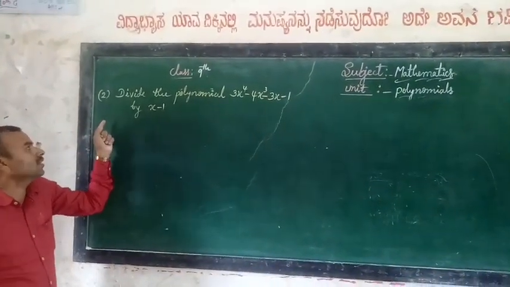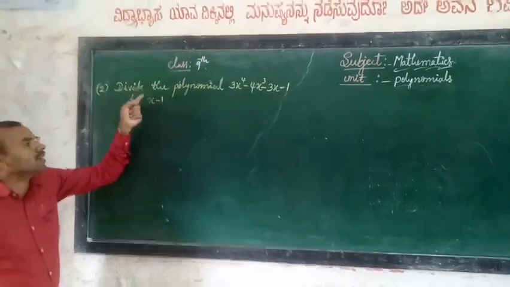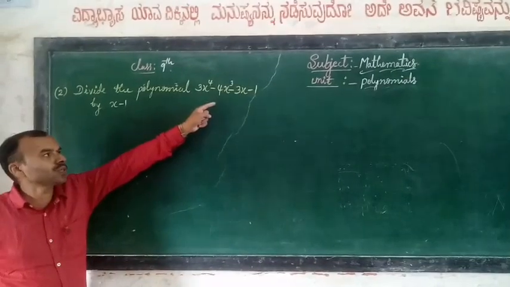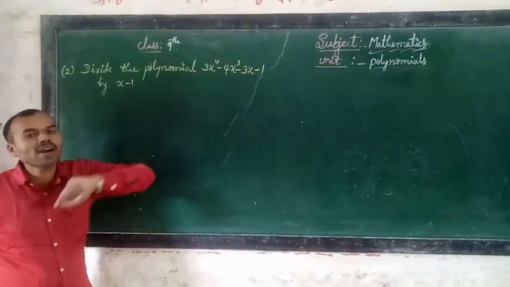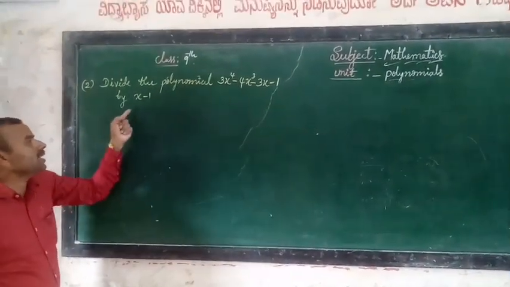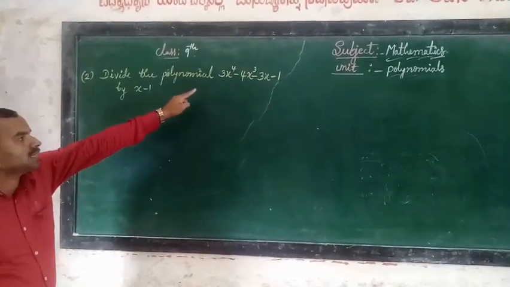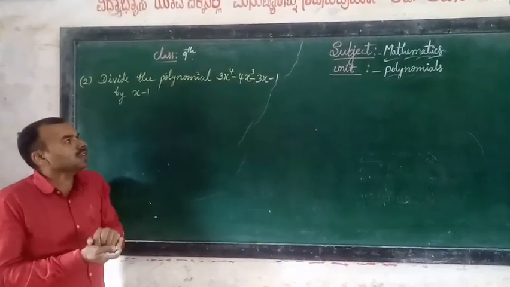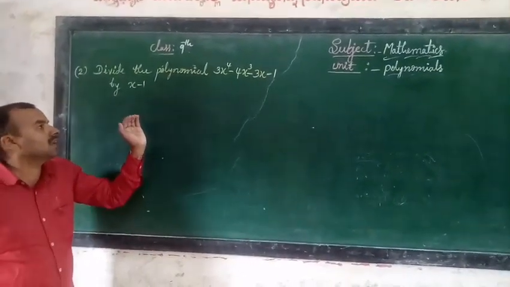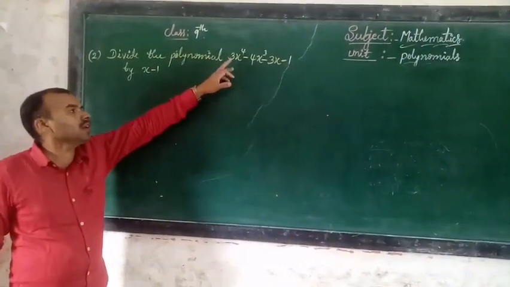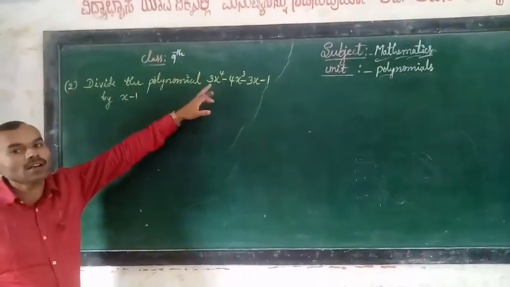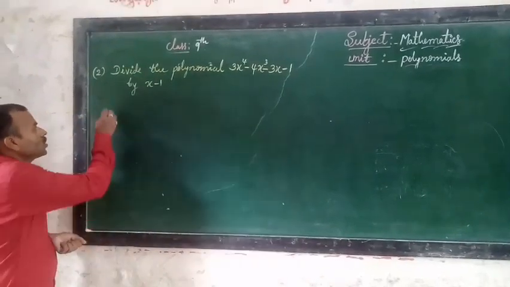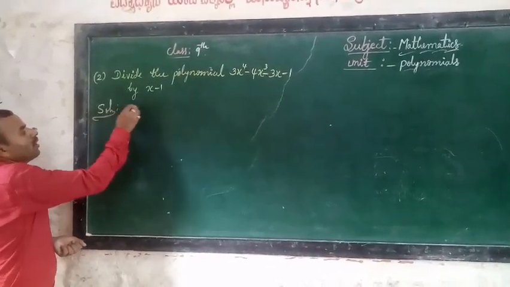Okay dear students, now we take another one. Divide the polynomial 3x to the power of 4 minus 4x cube minus 3x minus 1 by x minus 1. This is p of x and this is g of x. First observe the problem whether the order of the variable is in descending order or ascending order. Solution: p of x.